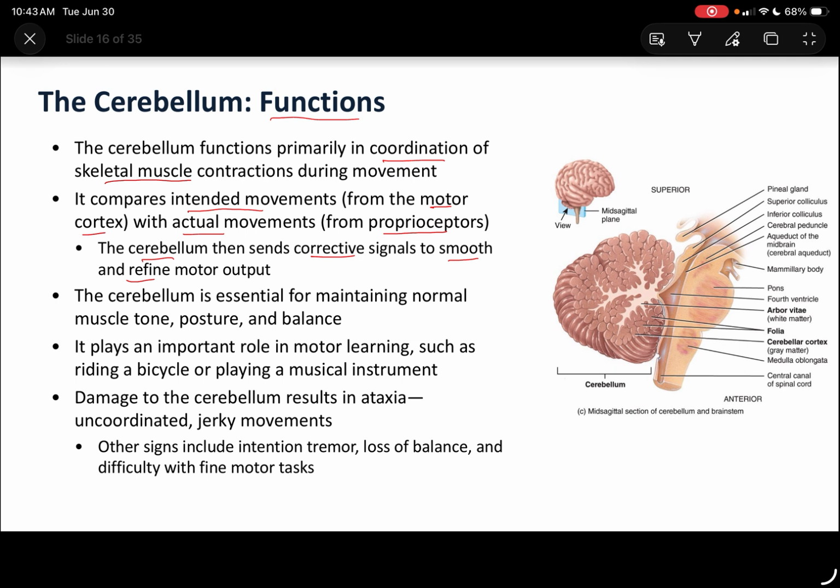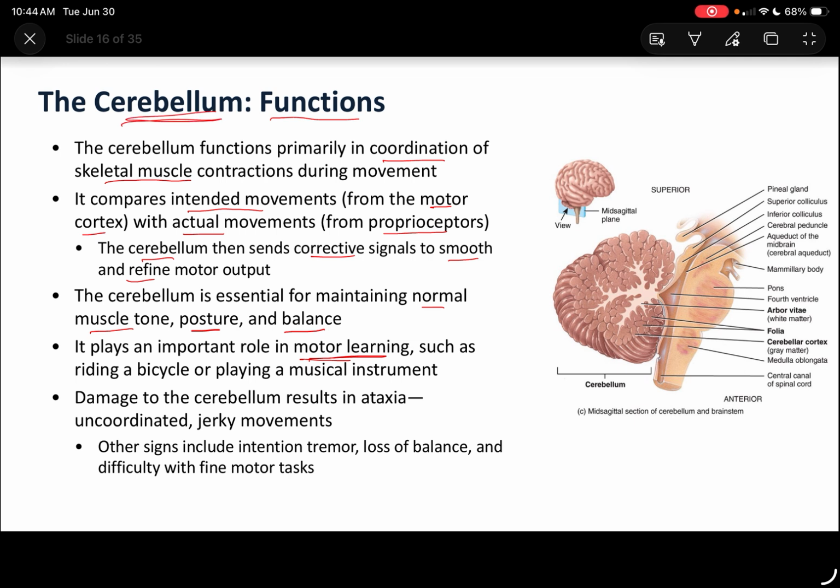Now, the cerebellum is going to be essential for helping to maintain normal muscle tone, posture, as well as balance. And it also plays a really important role in motor learning. So things like learning to ride a bike or play an instrument or do a dance, all of these things are going to be motor learning. So it's that kind of muscle memory essentially is going to be really important at this level of the cerebellum.